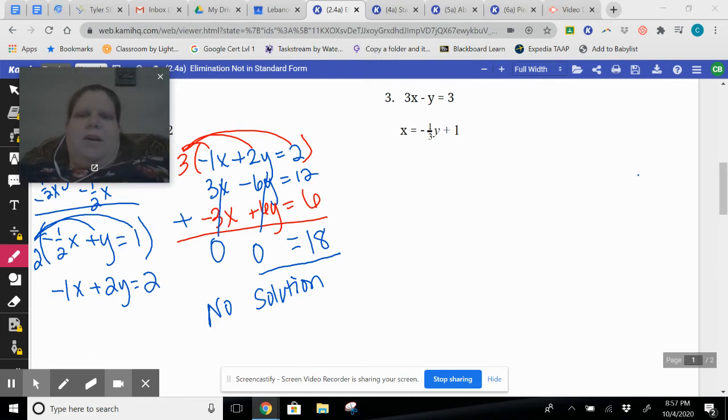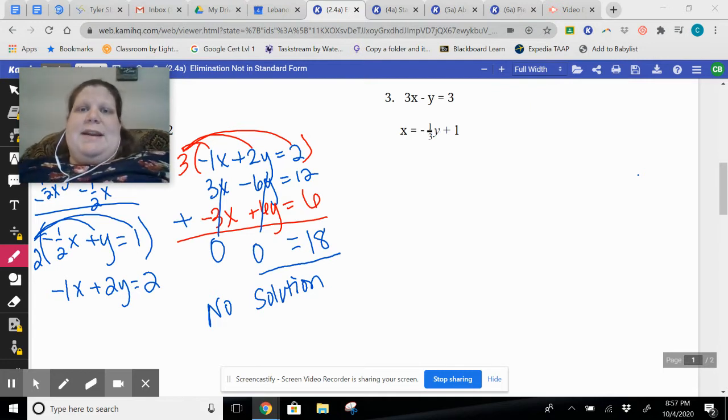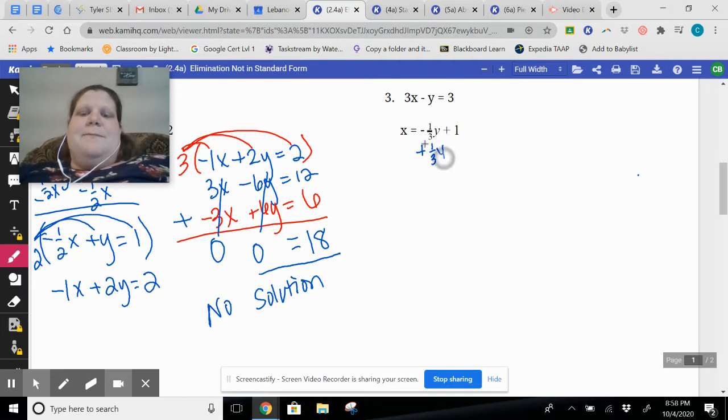Okay, we're now going to look at example 3. I have 3x minus y equals 3, and I have x equals negative 1/3 y plus 1. So this time my y is on the wrong side, right? So I want ax plus by equals c. So I want my y over with my x. So to do that, I need to add my 1/3 y to both sides.